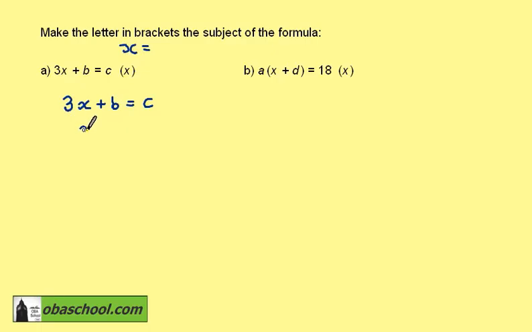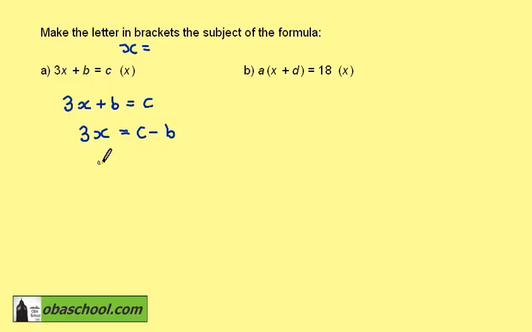Taking away b from both sides. On the left, now we've taken b off, we just have 3x. On the right, taking b away, we get c minus b.